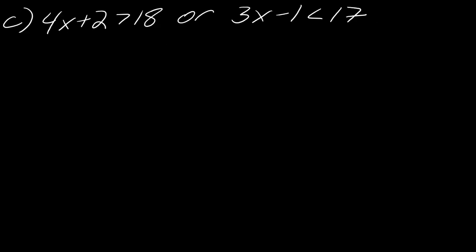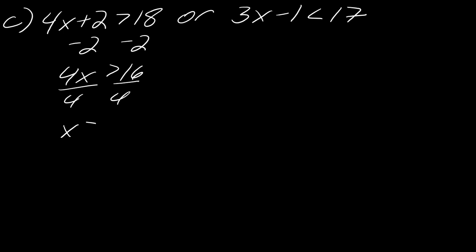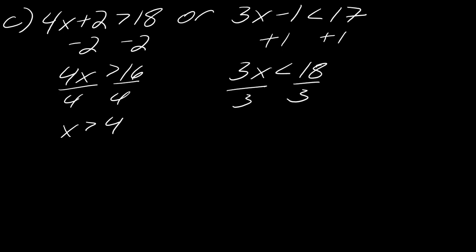Okay, so moving on to C here. So I've got an OR problem again. So first we solve for x. So I'll start by subtracting off the 2 here. So this becomes 4x is greater than 16. Divide both sides by 4, and I get x is greater than 4. And now for this other one, so let's see, I'll add 1. So I get 3x is less than 18. Divide both sides by 3, and I get x is less than 6.